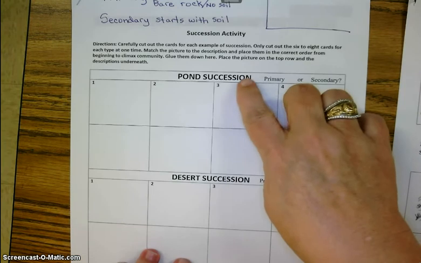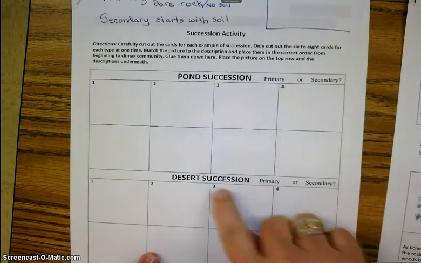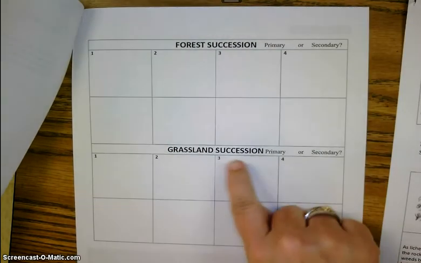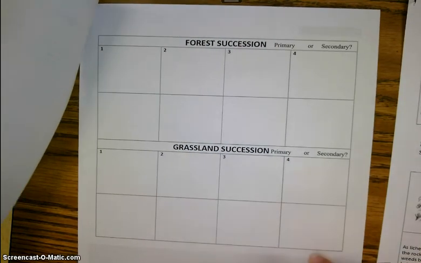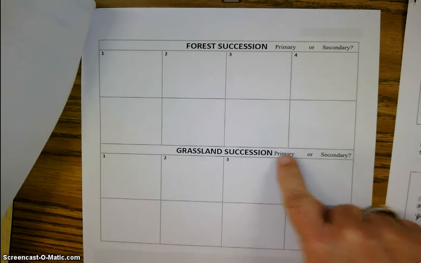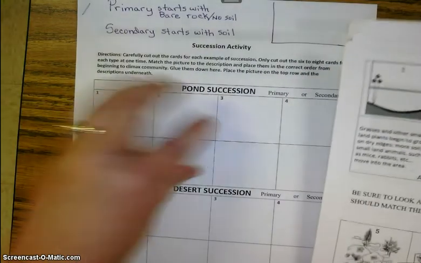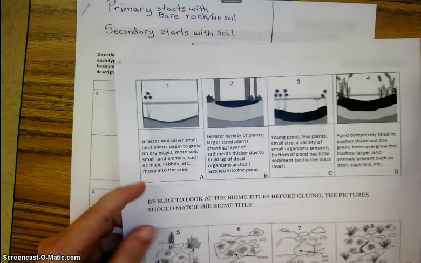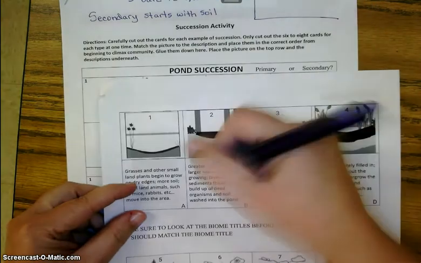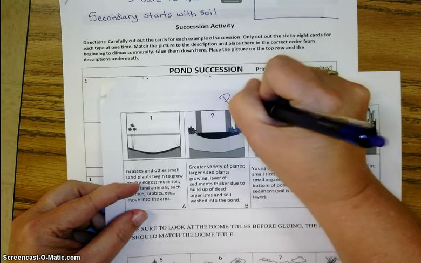Now, notice we have 4 different scenarios that we're going to look at: pond succession, a desert succession, forest succession, and a grassland succession. When you're finished gluing them, you're going to go back and circle either primary or secondary based on which example you think it is. These are not in the same order as this, although pond is at the beginning. We're going to go through and label which ones these go with. So this goes with the pond, and we're going to do that together.